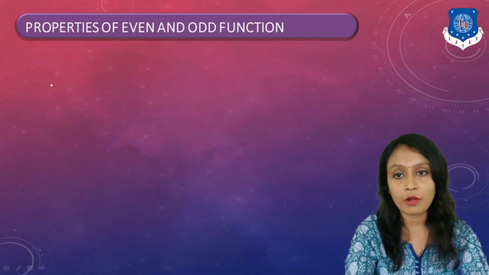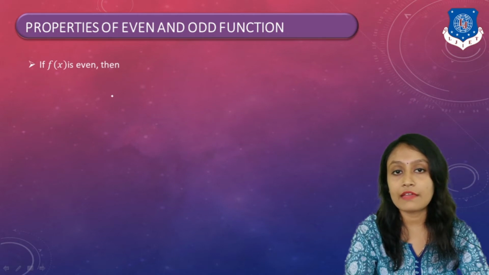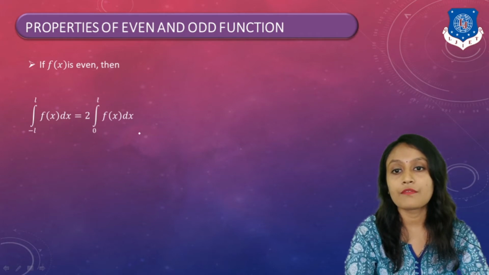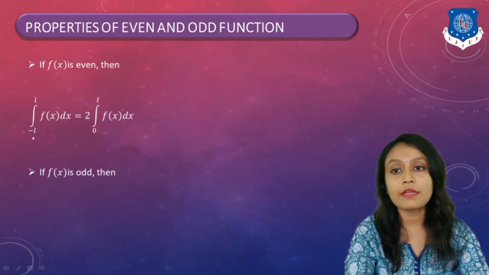Let's see a few more properties. The first one: if f of x is an even function, then integration from minus L to L f of x dx will be equal to 2 times integration from 0 to L f of x dx. You have to remember this as a formula, but you have to remember two things. The first one is the function should be even and the interval minus L to L, or a symmetric interval, right?